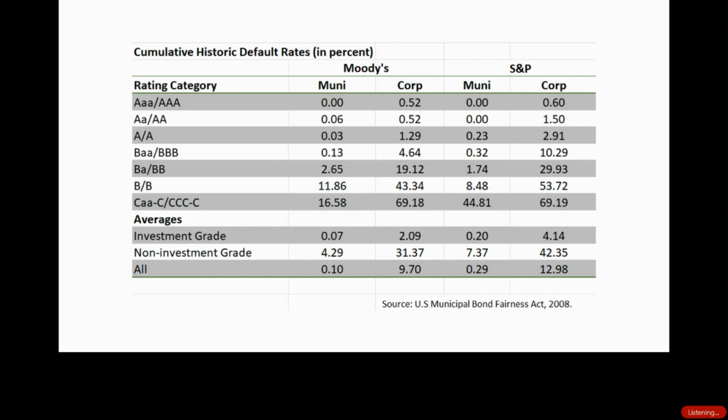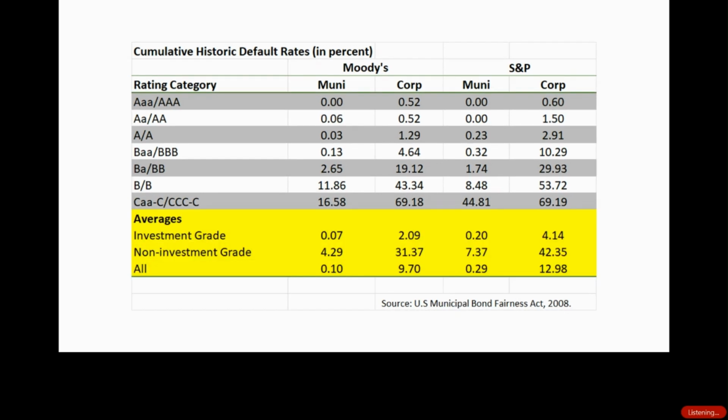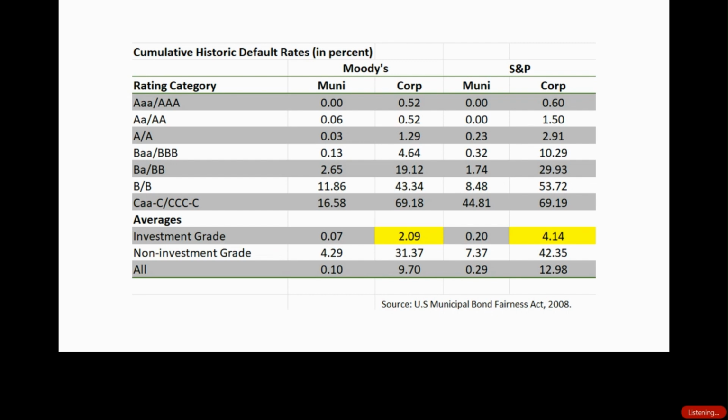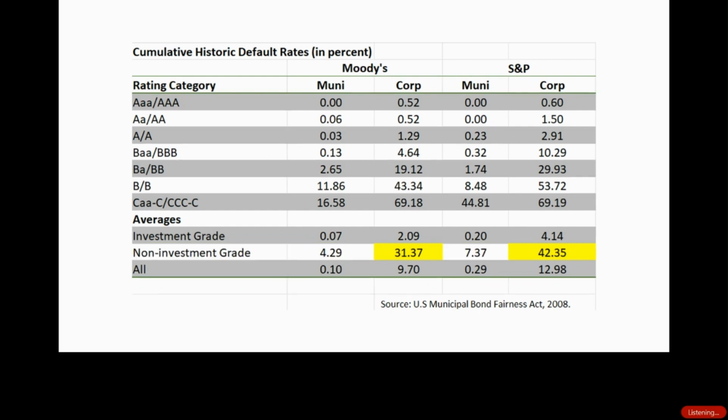So when you look down there at the numbers for the averages, if you're buying an investment grade bond for corporations with a Moody's rating, there is only a 2% chance that it is going to fail. And for the S&P, it's double that, it's 4%, which is very significant when you look at how these ratings are done. Now, for the non-investment grade, the numbers go much higher, especially for the corporations here, in the 31 to 42 percent range.